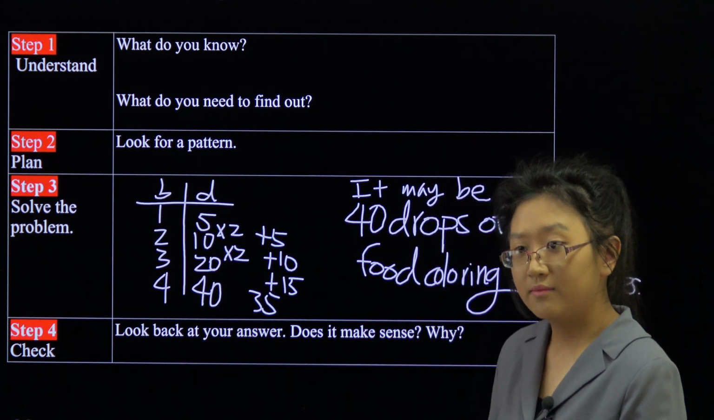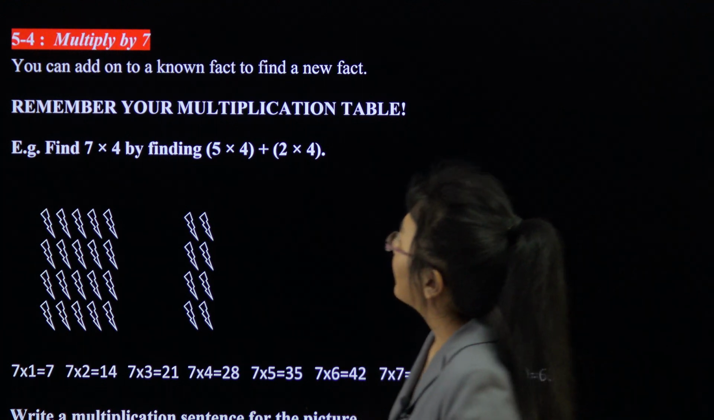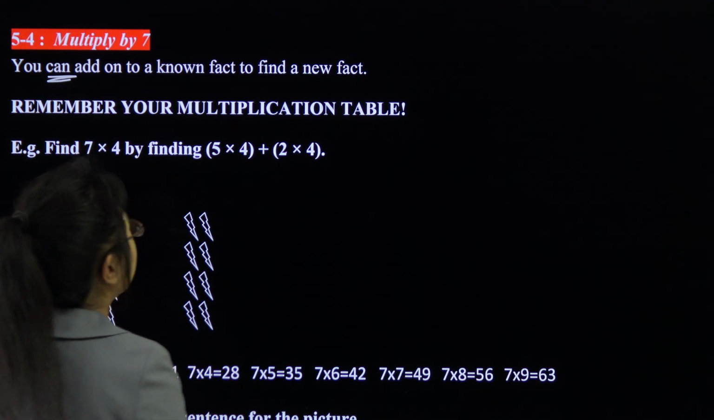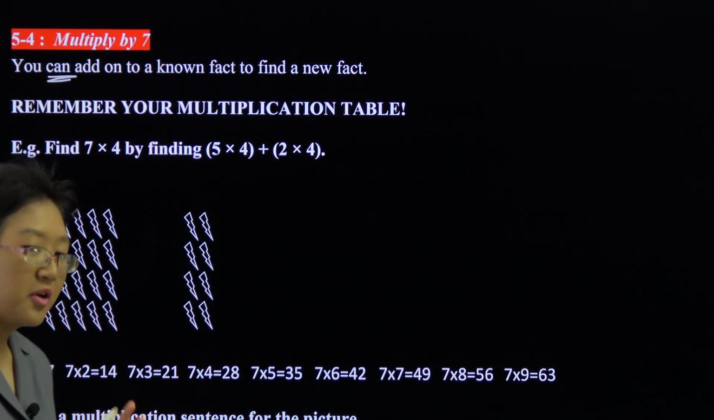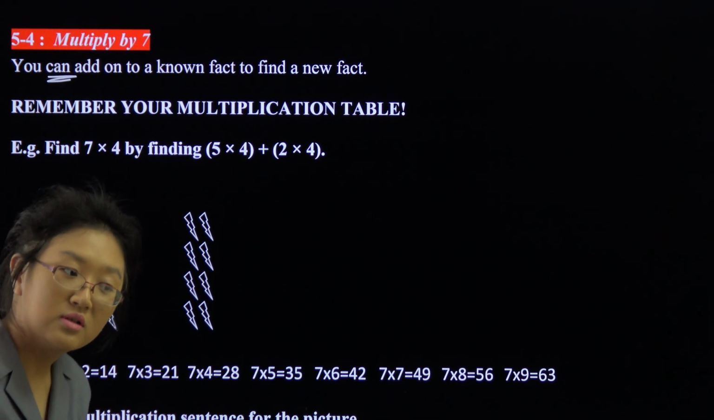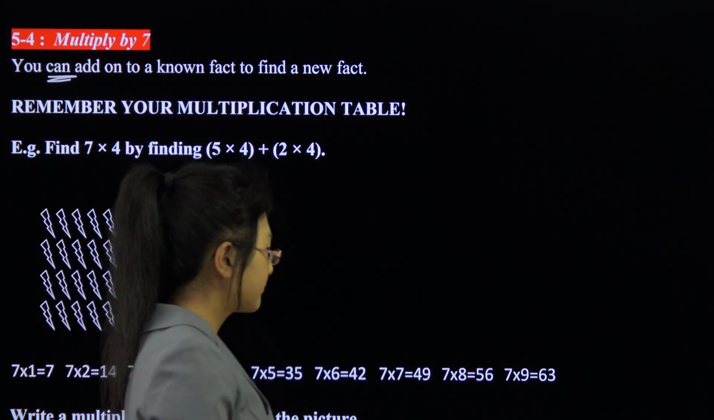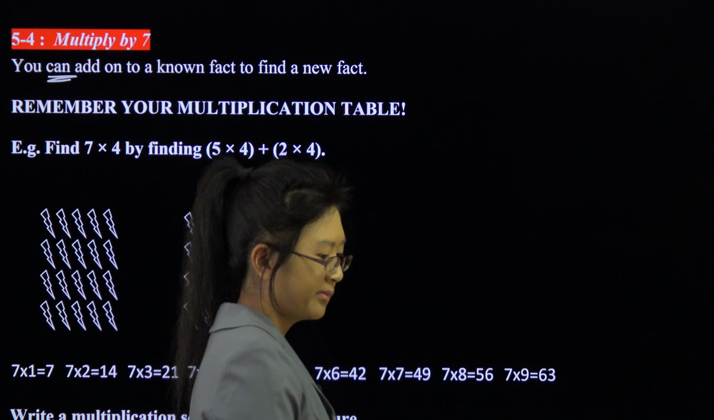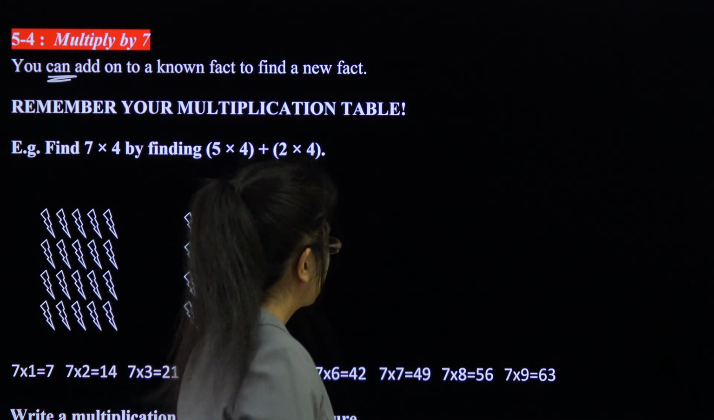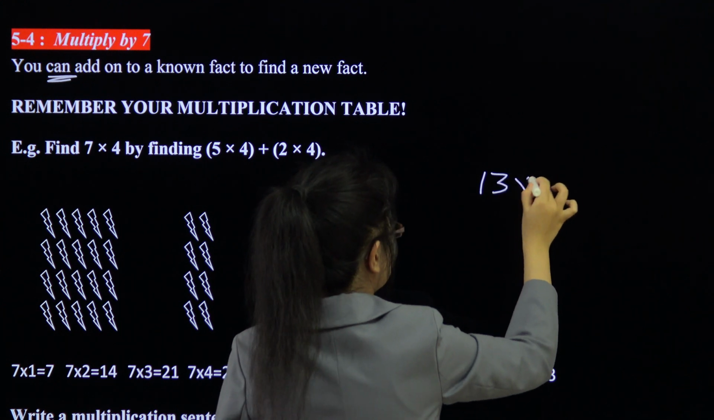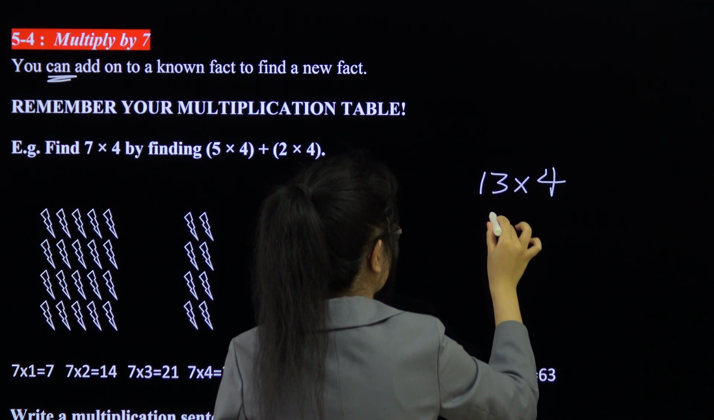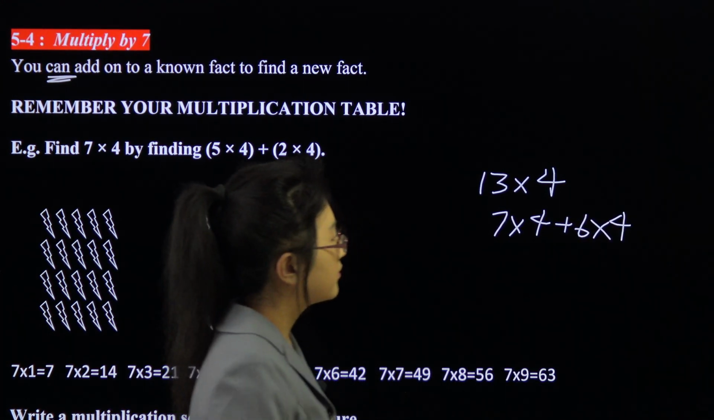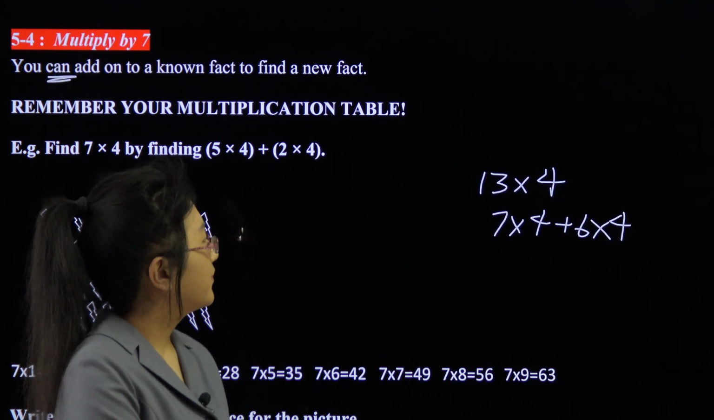Anyhow, moving on. Multiplication in the 7th. Now, here's the thing. You can add on to a known fact to find a new fact, but this is multiplication that's on your multiplication table. If it's something like, say, 13 times 4, you could do 7 times 4 plus 6 times 4. You could do that because 13 is annoying.